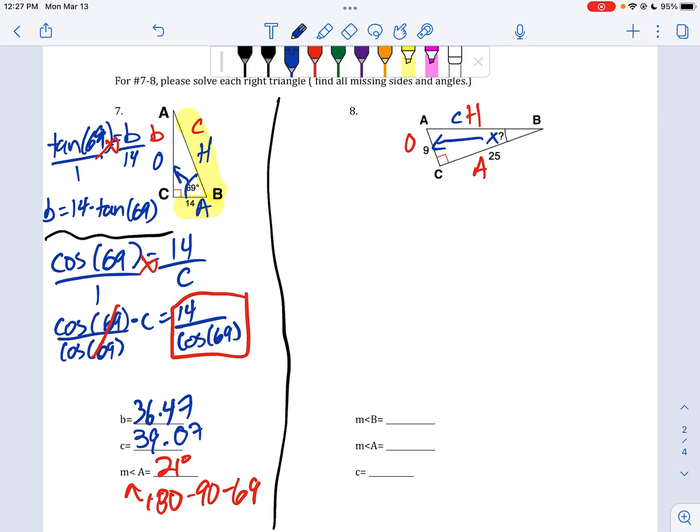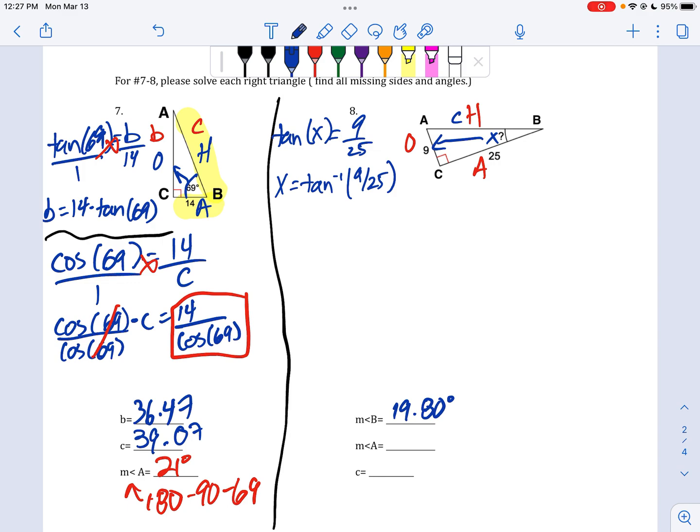If I'm using O and A, that's tangent. So I'm going to take the tangent of X equals 9 over 25. Since I'm finding a missing angle, I use the inverse of 9 divided by 25. And I got, for angle B, 19.80 or just 19.8 degrees.